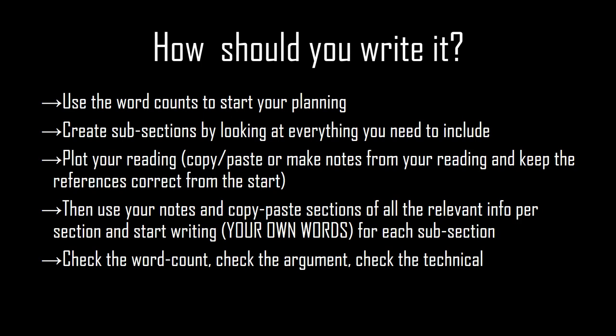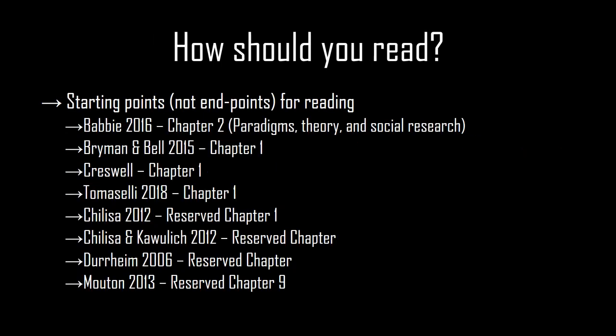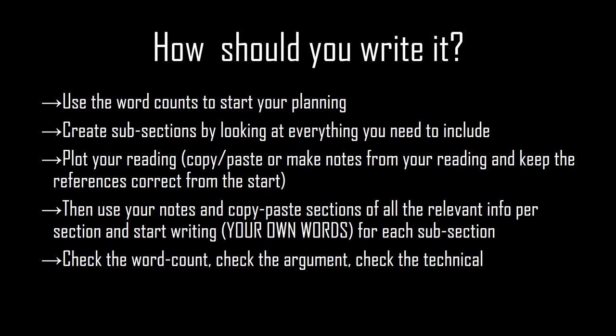Then what I do is I copy and paste, or I make notes from my reading about relevant pieces of information. So for instance, if you read those chapters, 1, 2, 3, 4, 5, 6, 7, 8 chapters that I have jotted down here, you will find in Babbie information on positivism and post-positivism. In Creswell, you will find this, in Chalisa, you will find that, and so on. Make shorter notes indicating the reference details, like the source you found it in and the page number it's on, under each subheading as you go along.